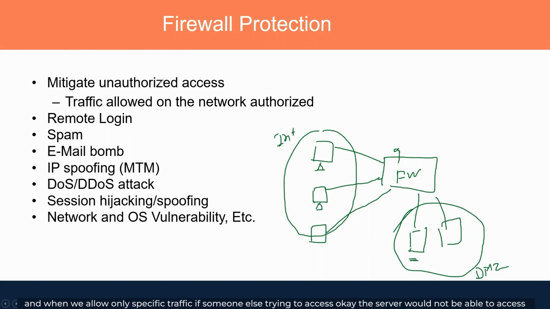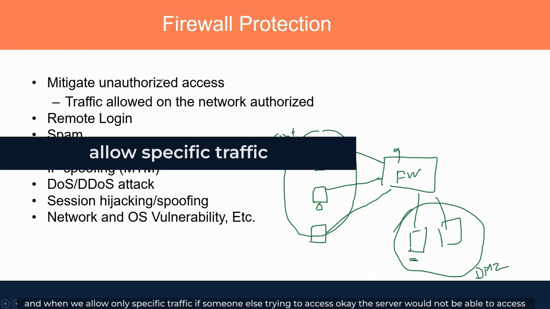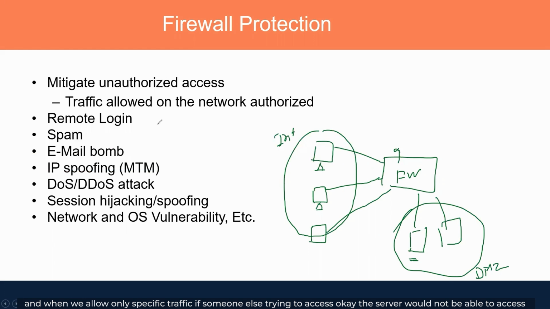And when we allow only specific traffic, if someone else is trying to access, the server would not be able to be accessed. So that means by creating the ACL or the rule entry, we can allow specific traffic and we can block the rest of the traffic. So that would mitigate unauthorized access to the network. So only the authorized person who is allowed would be able to access the network.